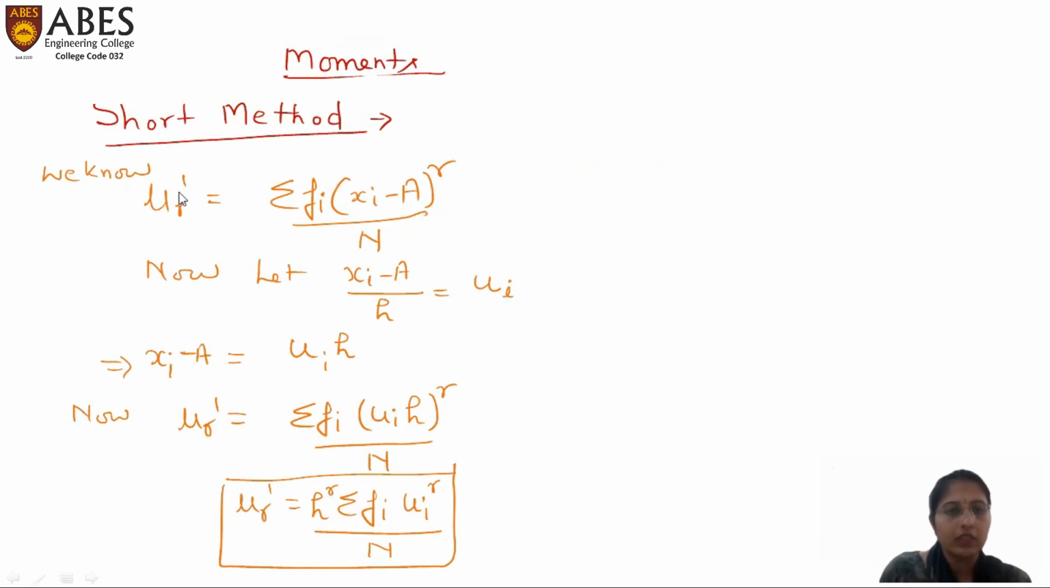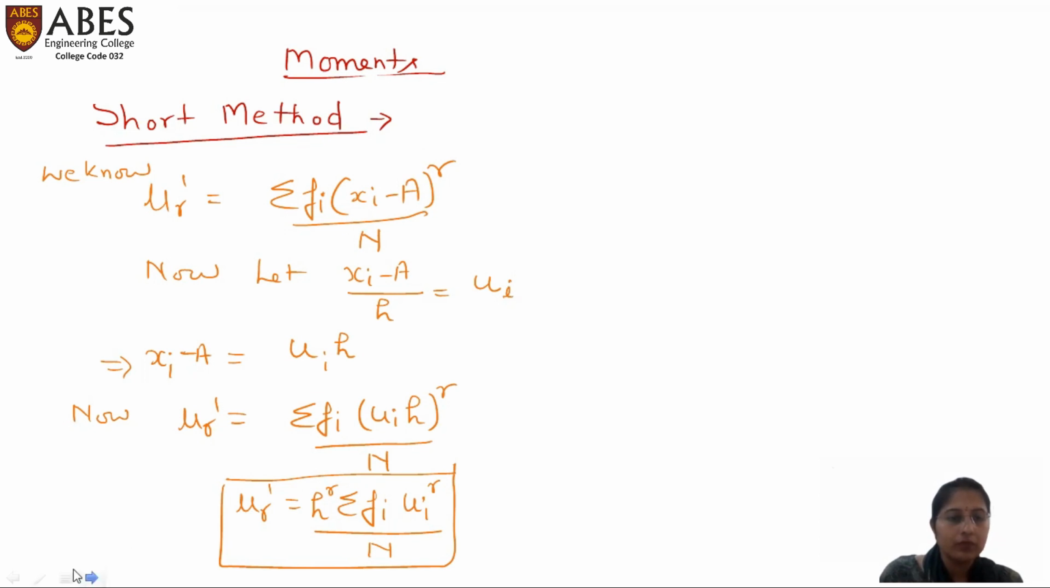We know that if we find a moment about any arbitrary number a, then we use a formula for the rth moment: mu r dash equals summation fi (xi minus a) whole power r upon capital N.